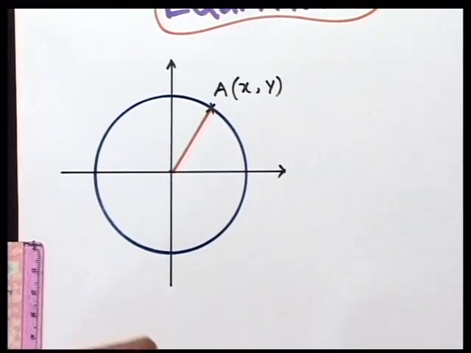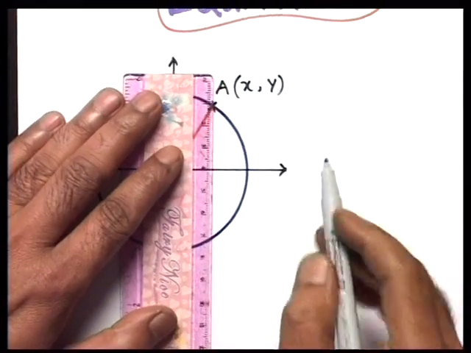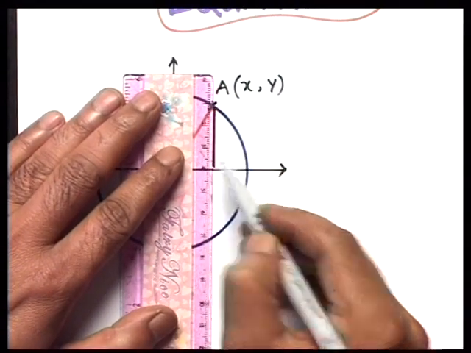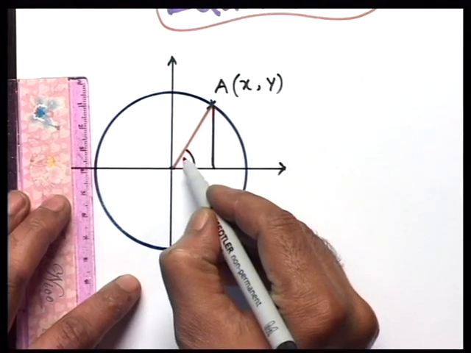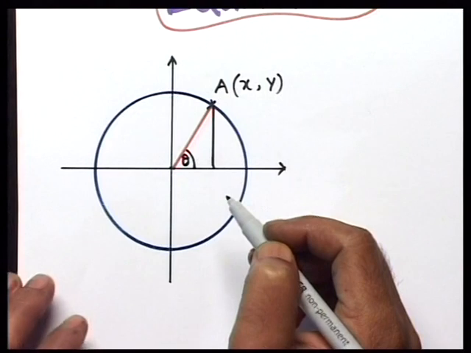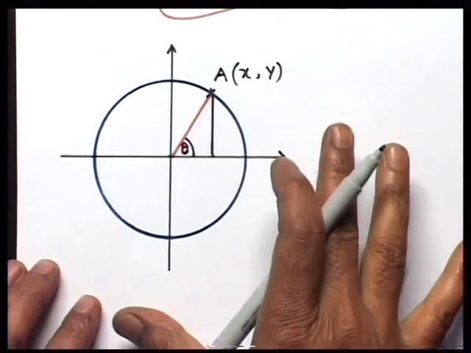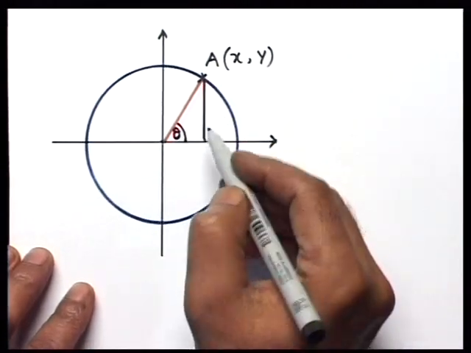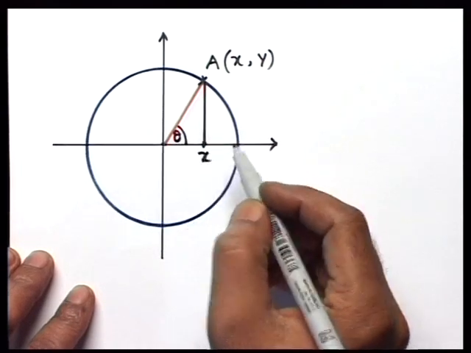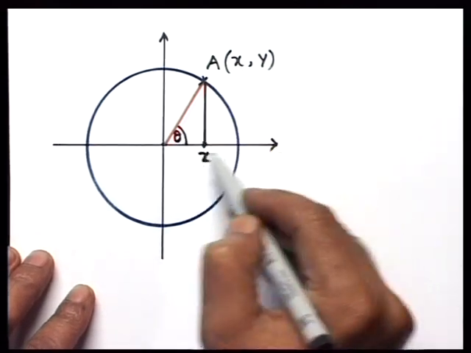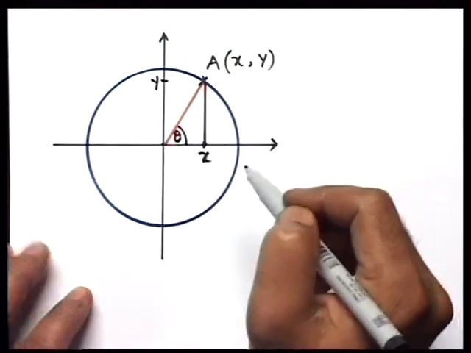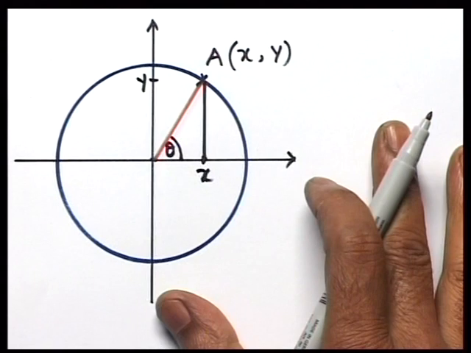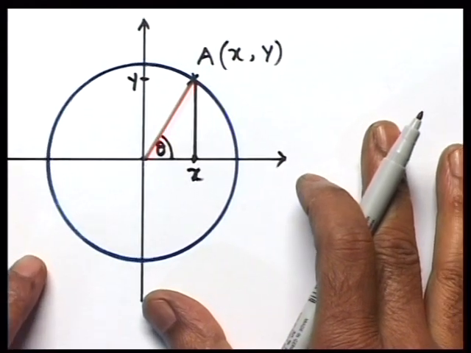So what I'm going to do now is draw the height from A onto the x-axis there, and I'm going to call this angle theta, right? It can be degrees, radians, it doesn't matter for the time being. This value is x, because that's the x-axis number, and that is the y value. Using the triangle, we need to find the x and y values.